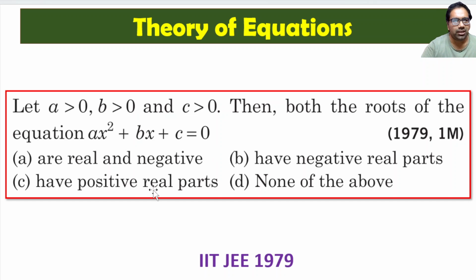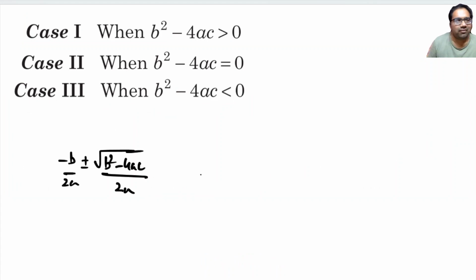One is going by the algebraic way by looking at our roots, minus b plus or minus under root b square minus 4ac by 2a, see how they behave. The other is going by the graphical way. Let's look at both of these ways, right? So now for an equation ax square plus bx plus c, these are the roots, right?